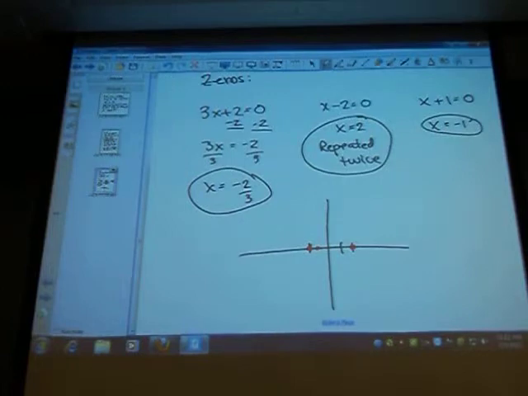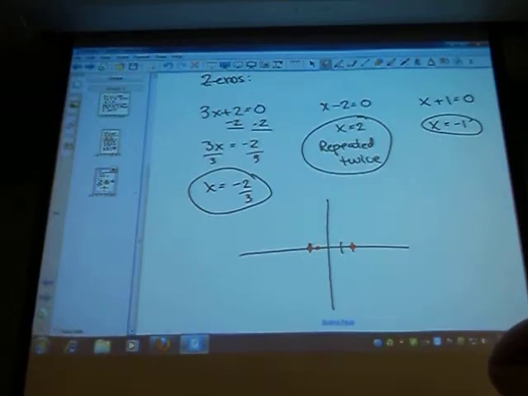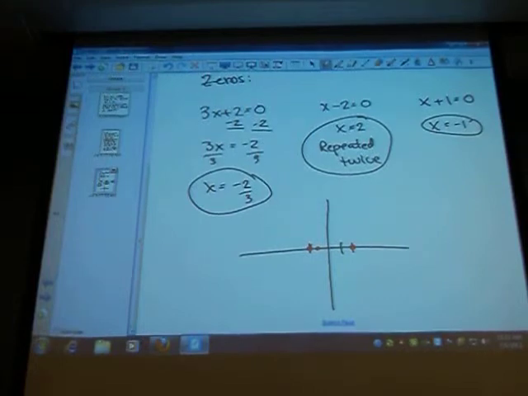Okay? I know that my degree was 4, which is even. My leading coefficient was positive, so what should my graph do? Up on both sides.